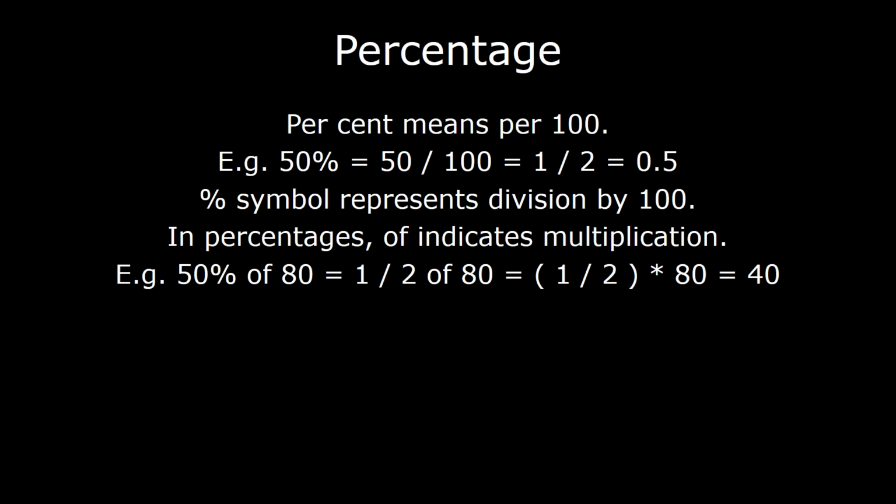But then if I ask you, tell me what is 50% of 80? Then you would tell me, well, if 50% is half, and half of 80 is nothing but 40, of course, right? Therefore, when we say a certain percentage of something, what we really mean is that percentage multiplied by that number, because half of 80 equals 1 upon 2 multiplied by 80 equals 40.